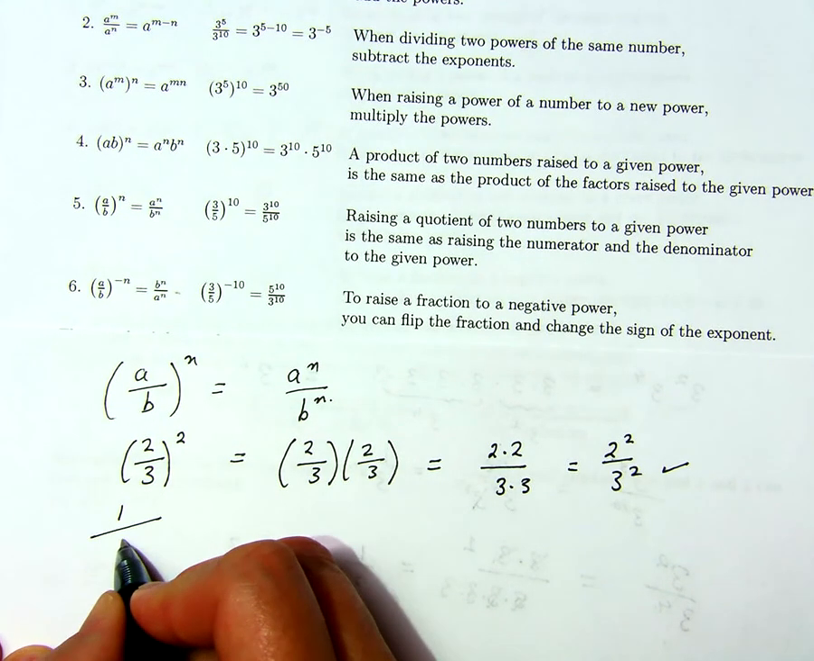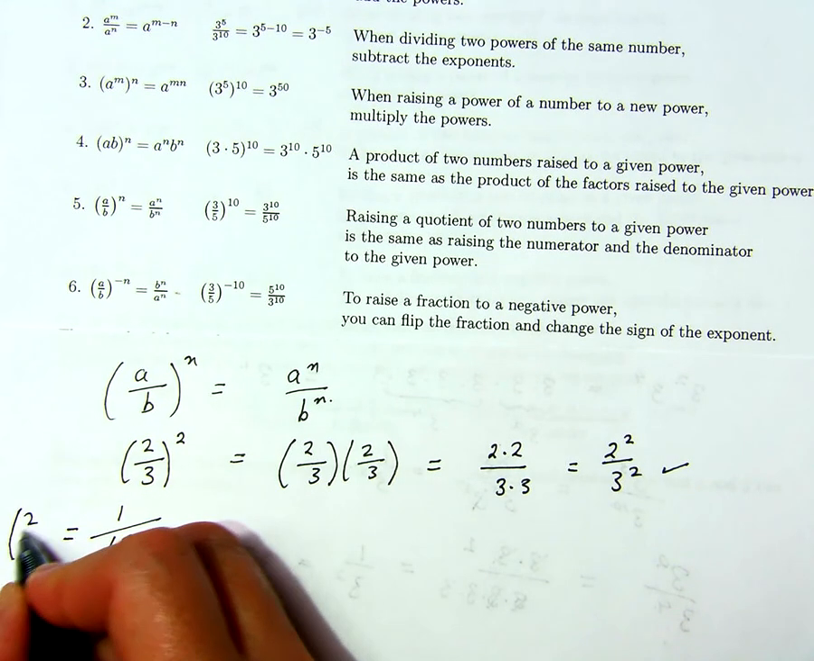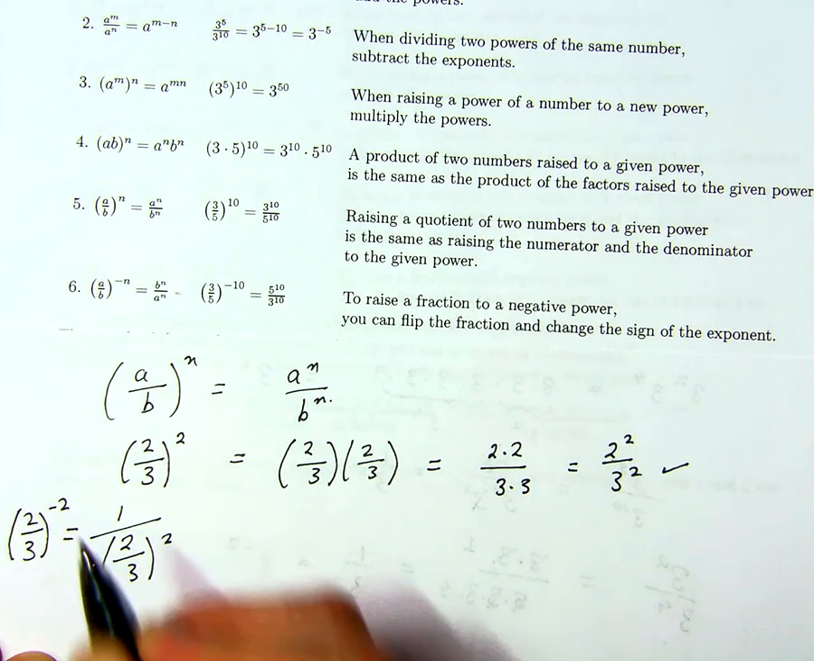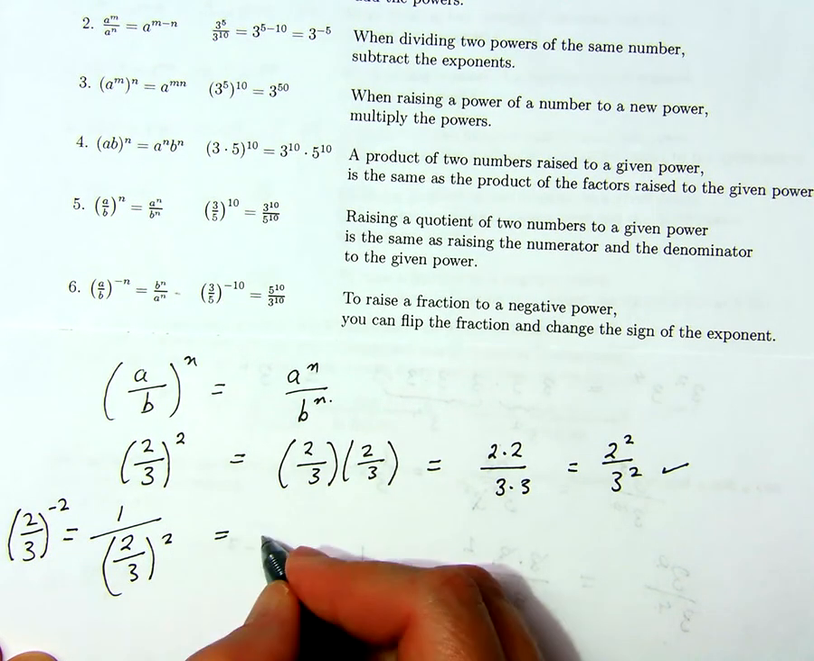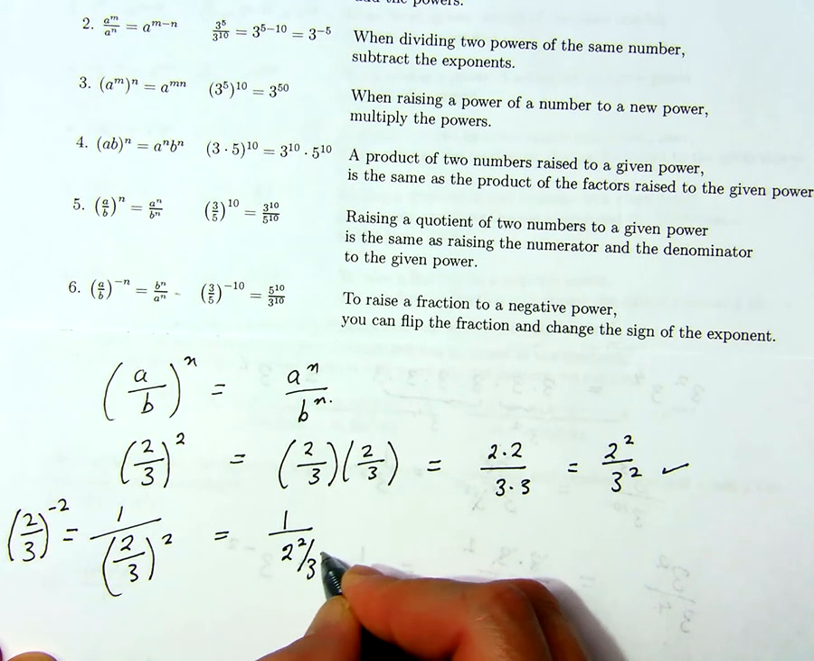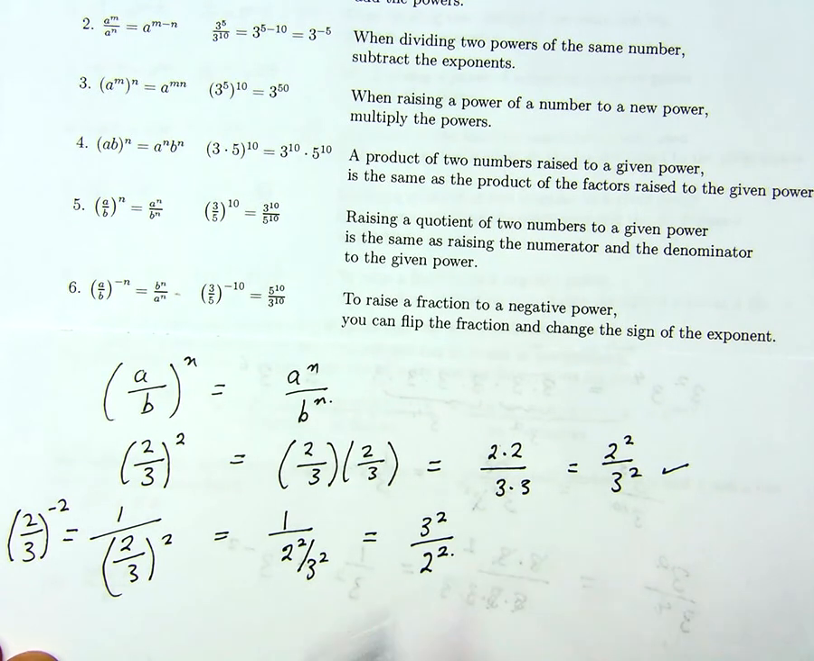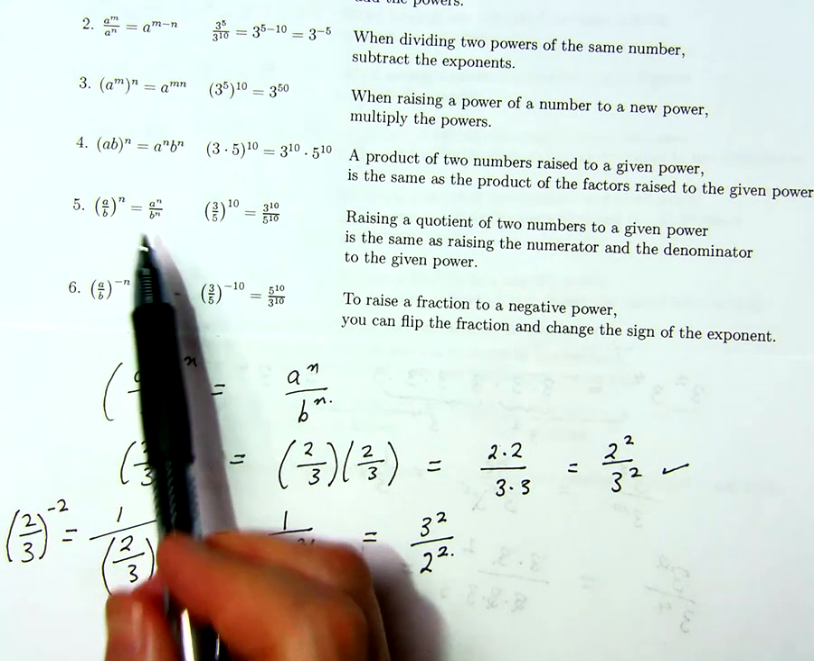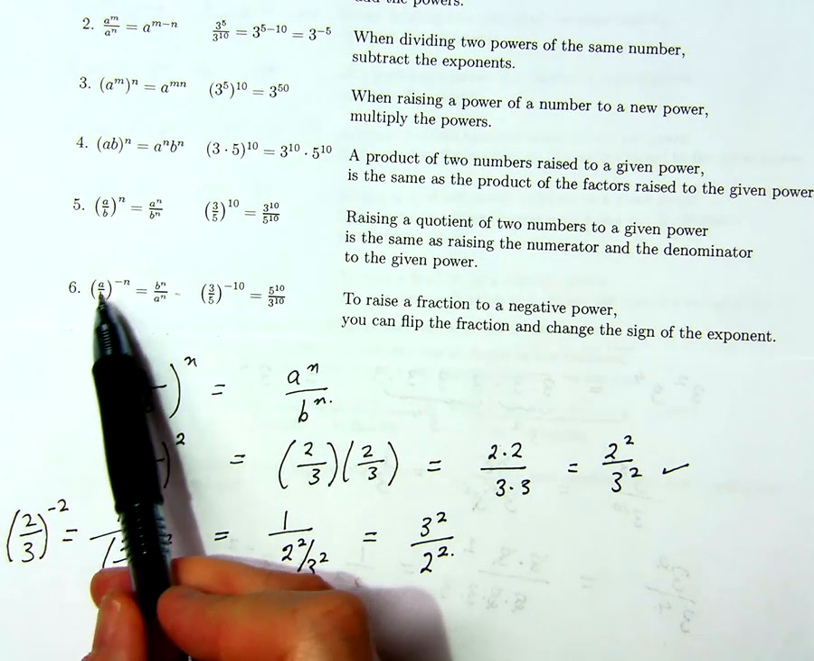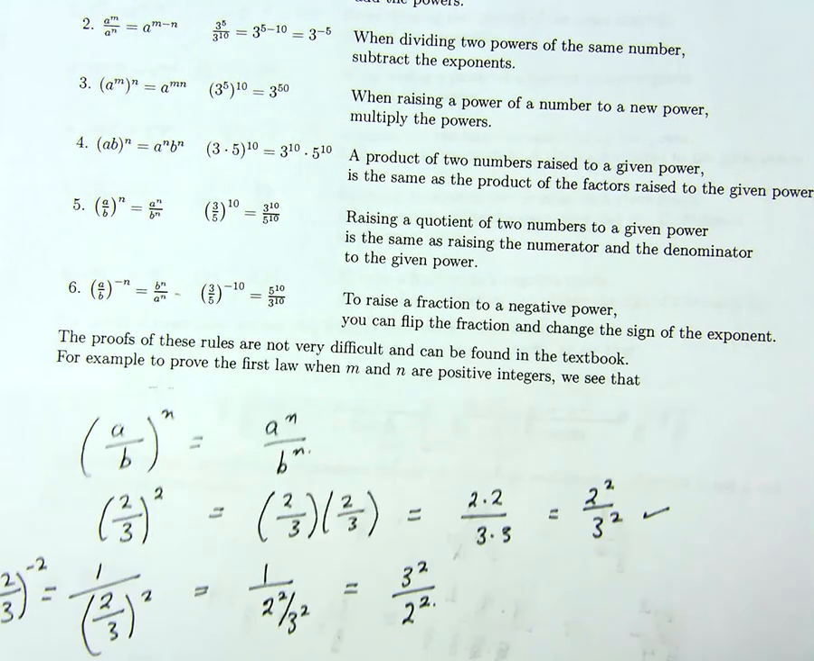So for example, 2 over 3 to the minus 2 is 1 over 2 over 3 to the 2, and that, according to our previous rule, is 1 over 2 to the 2 over 3 to the 2, and that's equal to 3 to the 2 over 2 to the 2. So again, this isn't really a rule you have to remember. If you can manipulate fractions and you know this rule, and you know the definition of a over b to the minus n, then you're set on this one.